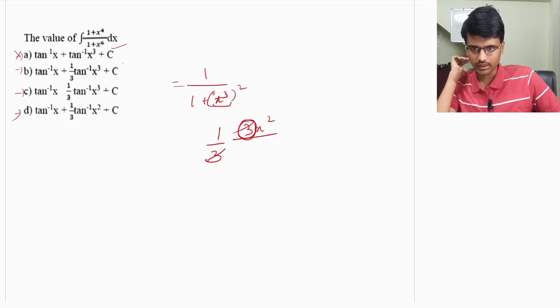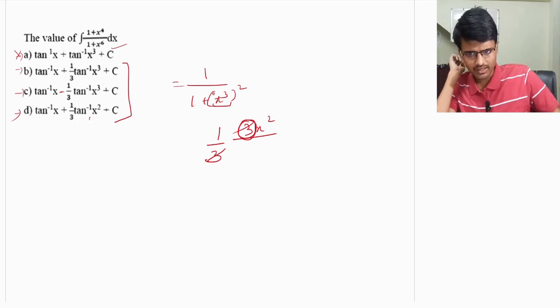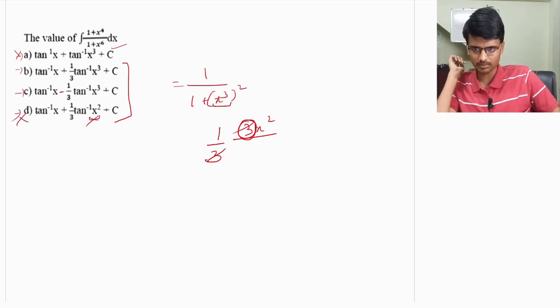It is between any of the 3. Oh, there is some misprint. Options B and C are the same here. Maybe this is minus. So it cannot be tan inverse of x square. It is x cube only. So it is either option B or C. I have to check it.